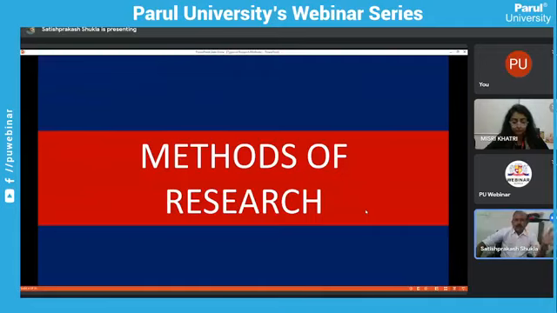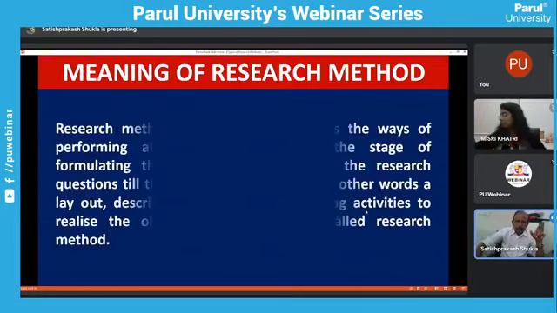Research method is a part of research. Research is a scientific process, as we have seen in the definition. Then what is research method? The set of activities which are carried out to complete the process of research, that is research method. Let us see the meaning of the same.